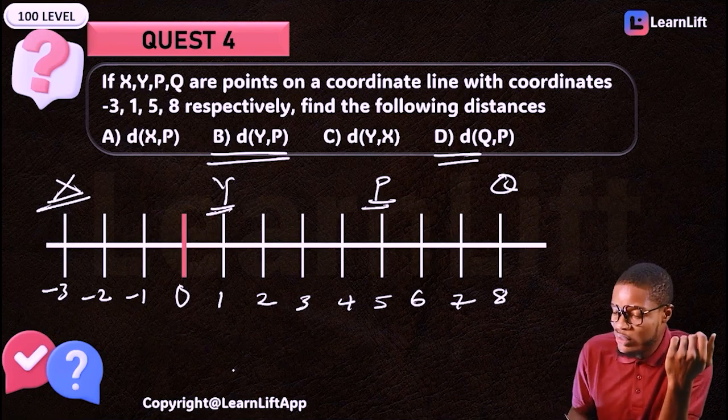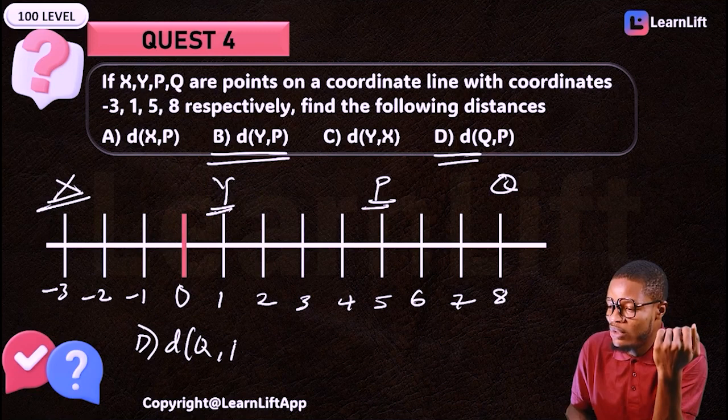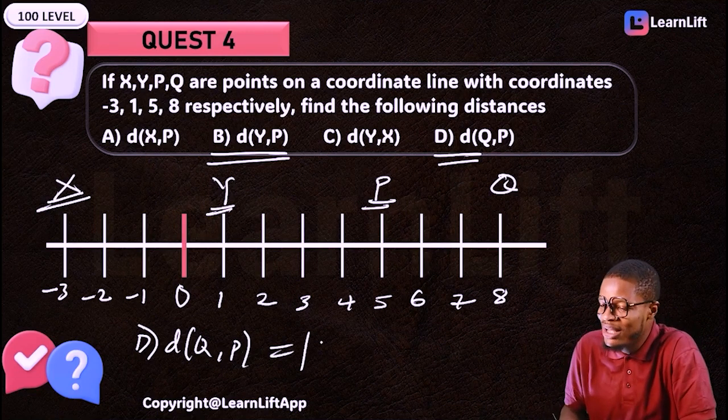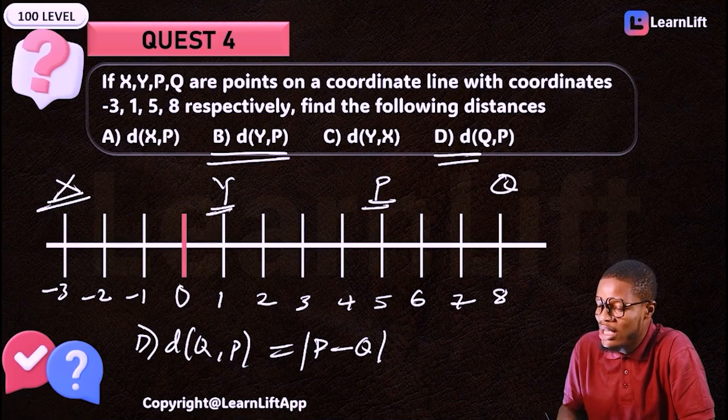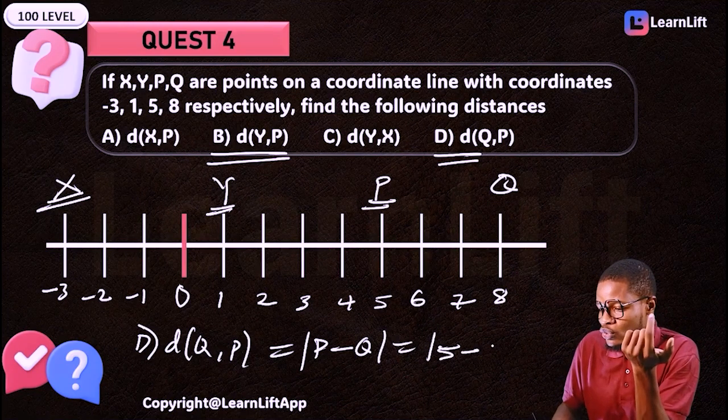So how do you get D? Very quickly, your D is your distance, what? Your Q, comma, what? P. And that's going to give you the absolute value of P minus Q, right? Normal. So your P minus your what? Your Q, absolute value. So the absolute value of what's your P there? That's 5 minus Q. What's Q there?